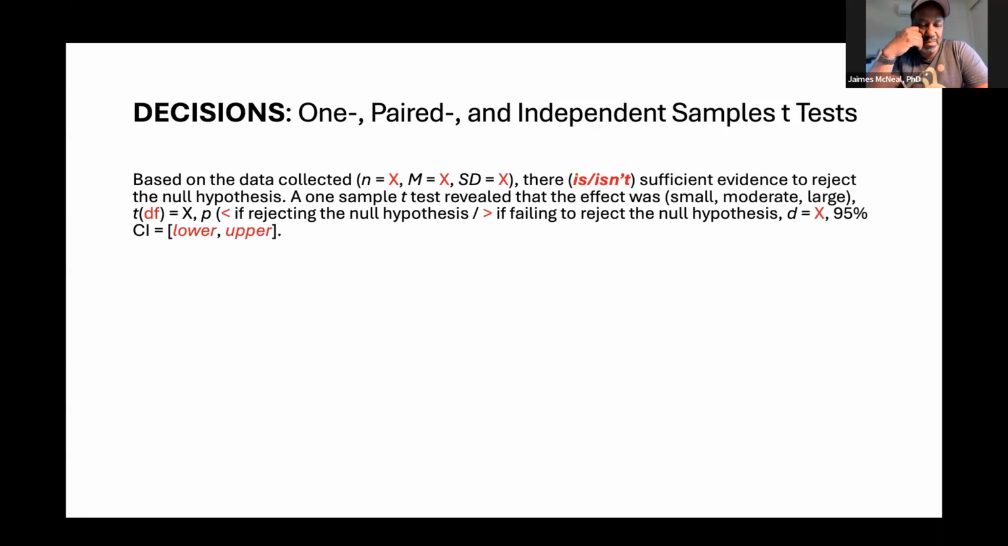For one sample t-test, based on the data collected, we give the n size, we give the mean size, and we give the standard deviation. Notice that standard deviation, when we're writing it out, is actually SD. And it's all italicized. N is italic, M is italic, and SD. That's because we're using them as notation for statistics. There is or there isn't, depending on what the situation dictates, sufficient evidence to reject the null hypothesis. A one sample t-test revealed that the effect was either small, moderate, or large.